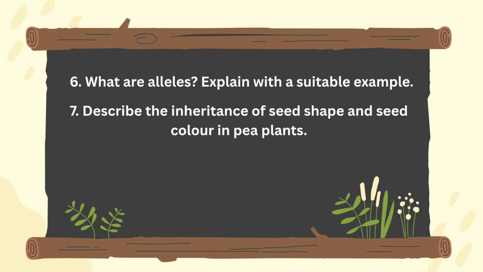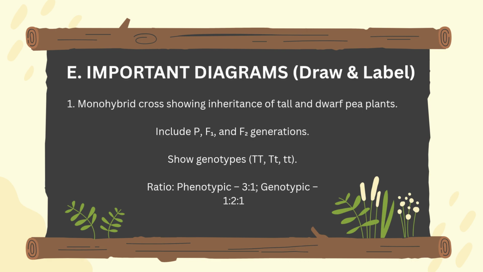Now time for some most important diagrams, draw and label. First one is monohybrid cross showing inheritance of tall and dwarf pea plants. Include P, F1, and F2 generations. Show genotypes, TT, Tt, tt. Ratio, phenotypic 3 to 1, genotypic 1, 2 to 1.